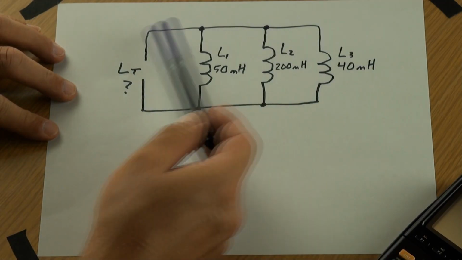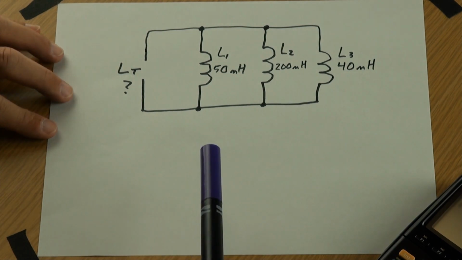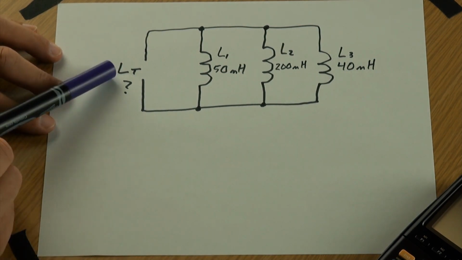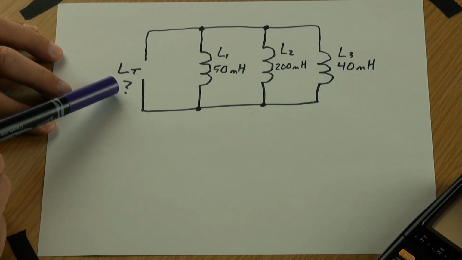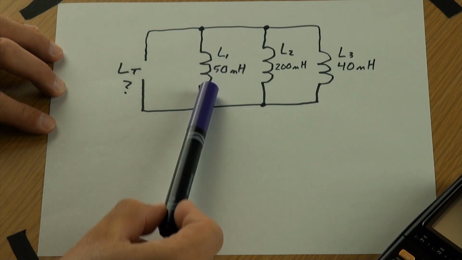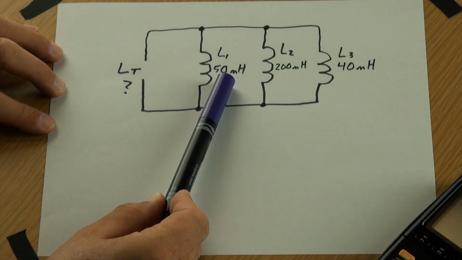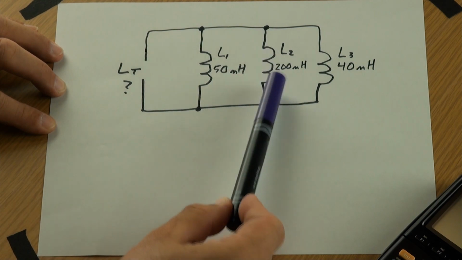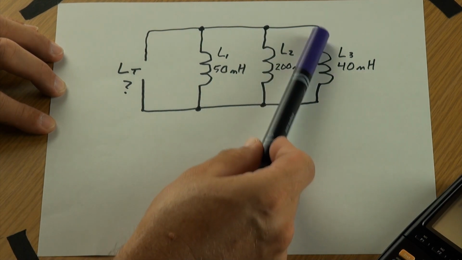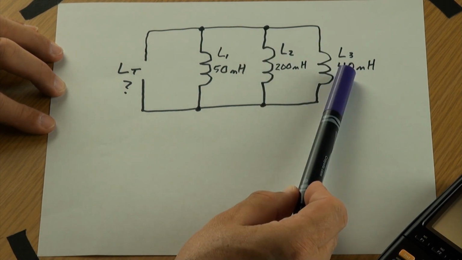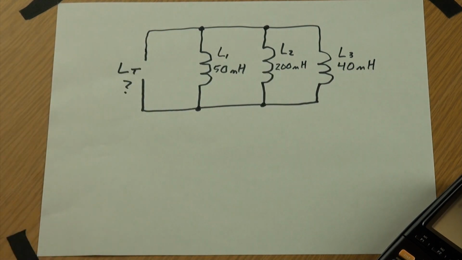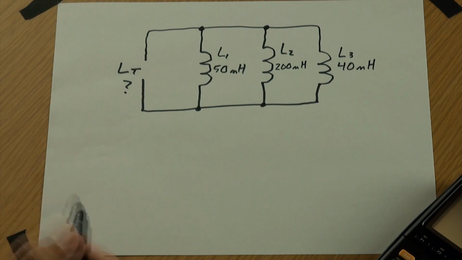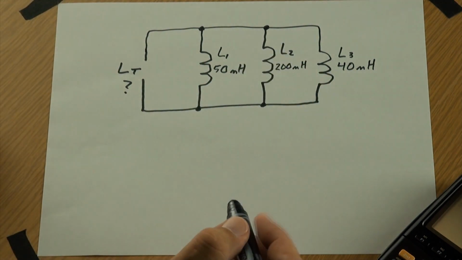Let's look at this circuit right here for just a moment. What we're looking for is the total inductance. It's over here as the L sub T, is what we're trying to figure out what value it has. What we do know is that here we have an inductance of 50 millihenries. Here we have an inductance of 200 millihenries, and on this part of the circuit we have an inductance of 40 millihenries. We need to figure out how we're going to put these together to get the total inductance that's being created throughout this circuit.